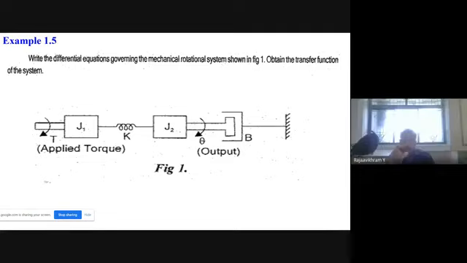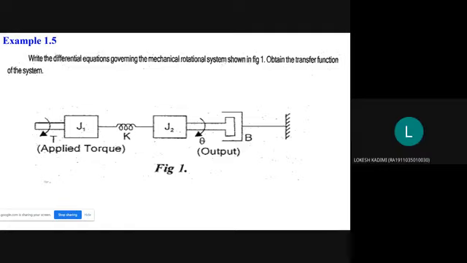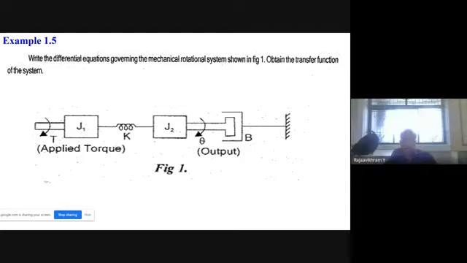You have to draw the free body diagram for J1. Next, the free body diagram for J2. Derive the differential equation, apply the Laplace transform, and then finally find out the transfer function of the system. So can anyone tell what is the output of the system and what is the input of the system? Obtain the transfer function of the given system. What is the output of the system and what is the input of the system? It is straight away given in the question itself.